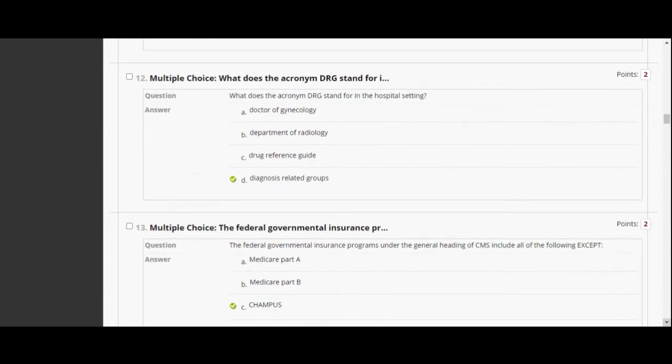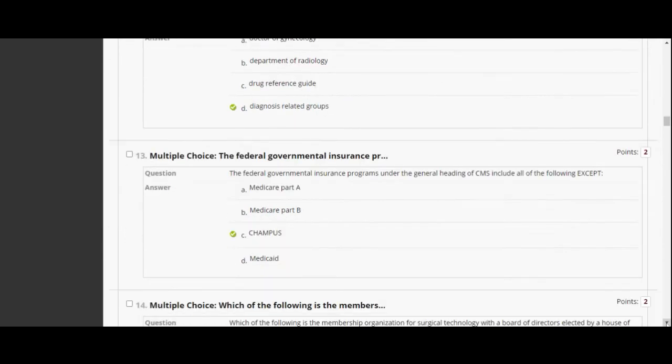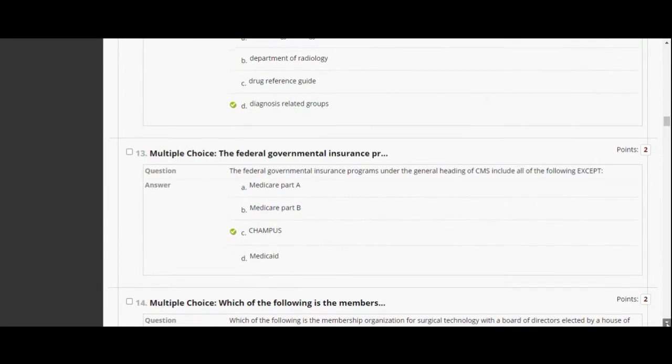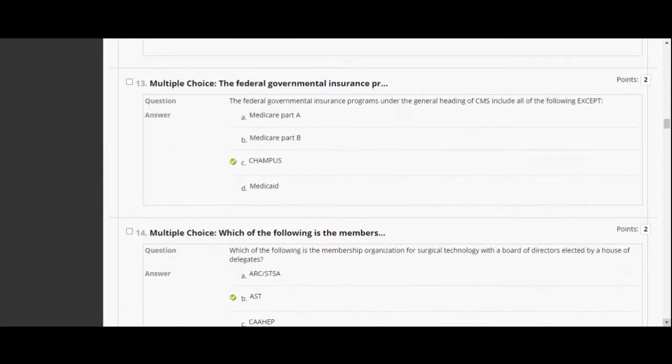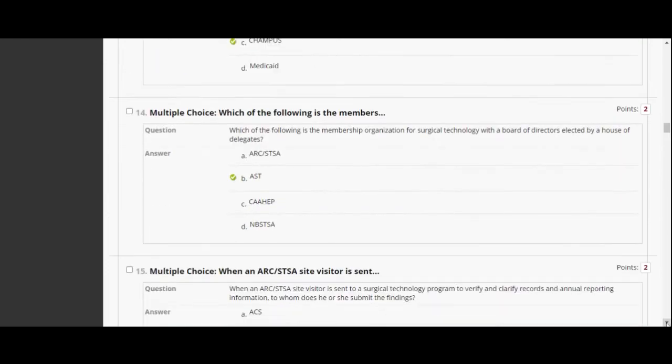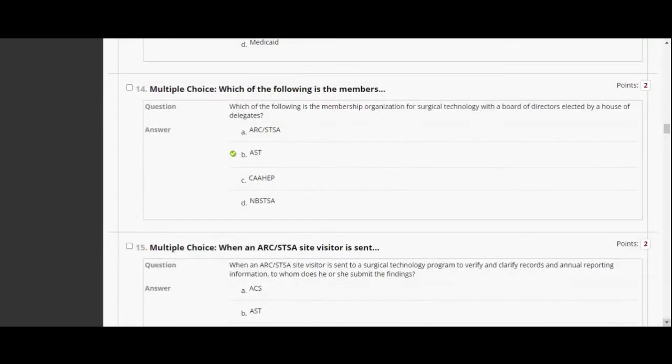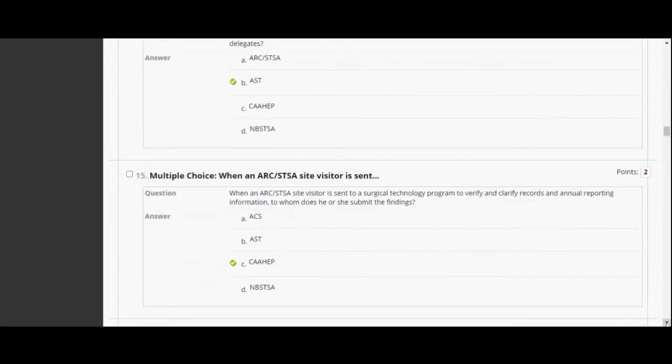What does the acronym DRG stand for in the hospital setting? Diagnosis related groups. The federal governmental insurance programs under the general heading of CMS include all of the following except, and that's CHAMPUS. Which of the following is the membership organization for surgical technology with a board of directors elected by a House of Delegates? That's your AST.